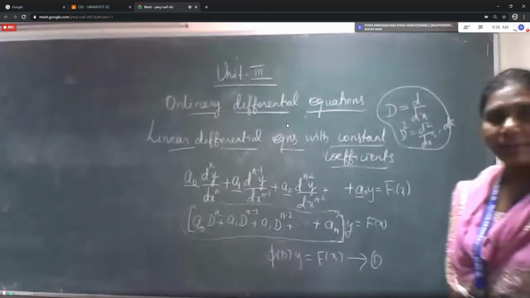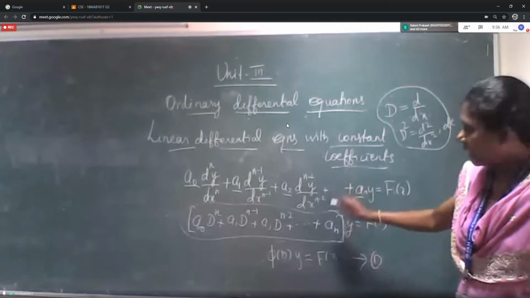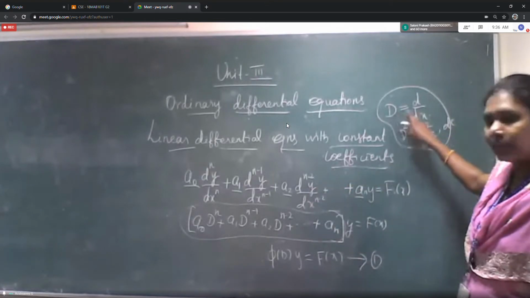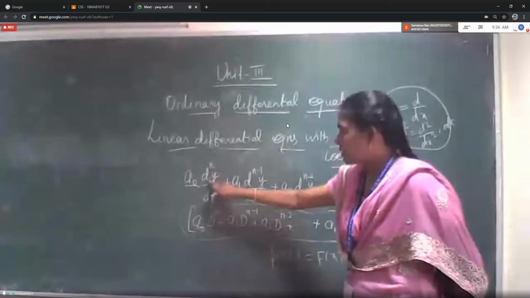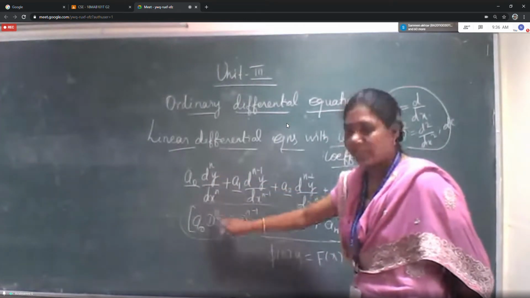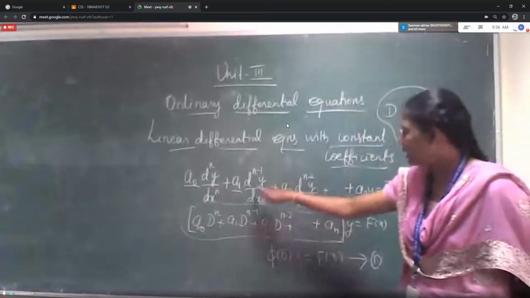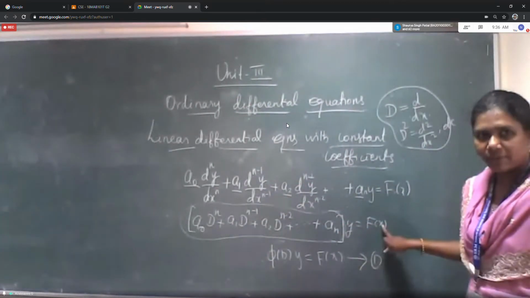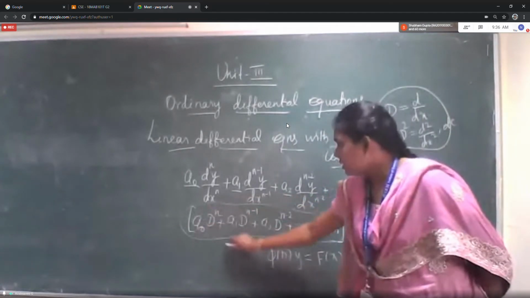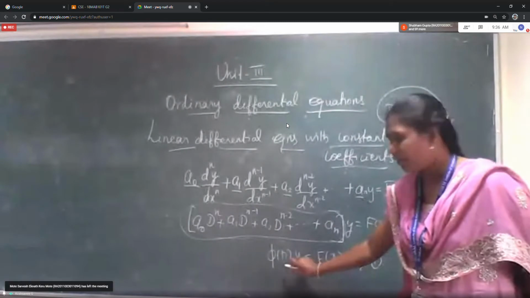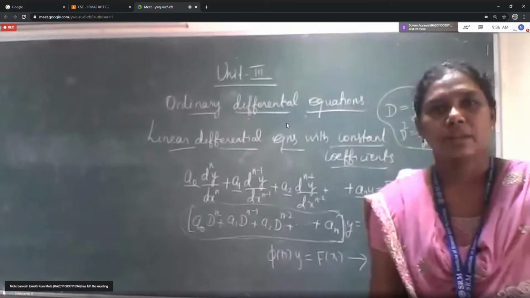Okay, guys, once again I will tell you. This is one nth degree general equation, and then using the operator D, we wrote D power n instead of d power n y by dx power n. Overall, y is common, equal to f of x. In the next step, again, we are taking the whole thing as phi of D into y equal to f of x. This is equation number 1.